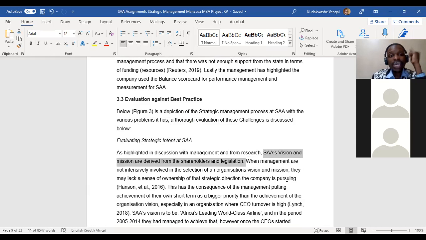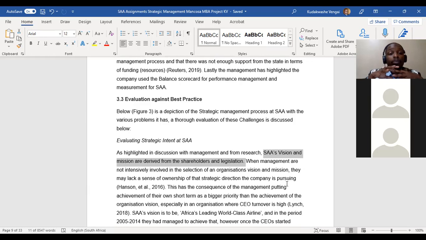Then second of all, I've provided that looking at SAA, there is actually a vision and a mission, but it is not determined by management. Then third, under my third heading, under evaluation, I critique and say that although the mission and vision is there, it is not provided by management. Therefore, management lacks ownership of that mission and vision. And because they lack ownership of it, they might not be in control of the strategic direction of the company, which is the weakness for the company.